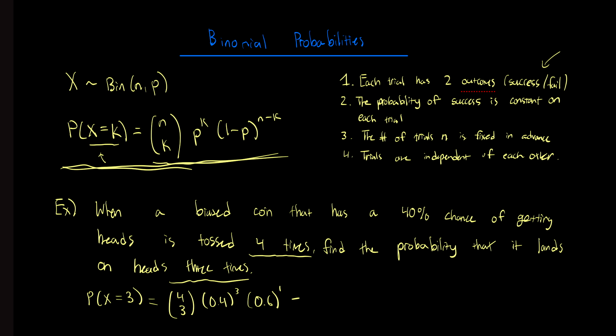And make sure you use the calculator. You do not want to multiply this in your mind or by hand. Always use a calculator for binomial probabilities and really any probabilities. Most of the questions you'll be doing are going to be in paper 2, not paper 1. So it's important that you use the calculator. And this is going to be equal to 0.1536.